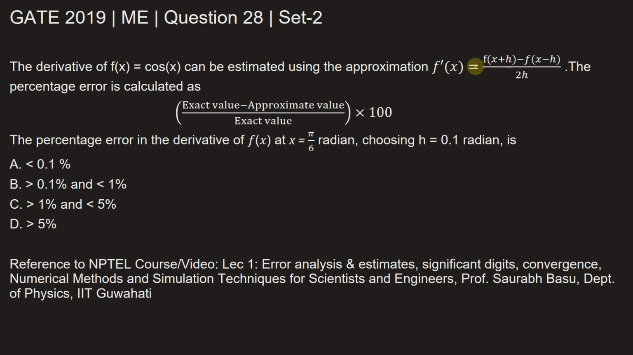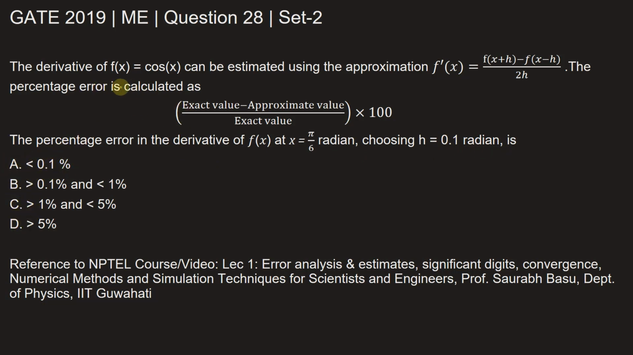f dash of x is equal to f of x plus h minus f of x minus h divided by 2h. The percentage error is calculated as exact value minus approximate value divided by the exact value multiplied by 100. The percentage error in the derivative of f of x at x is equal to pi by 6 radian, choosing h is equal to 0.1 radian is. Now we are given 4 options and we need to find the correct answer.